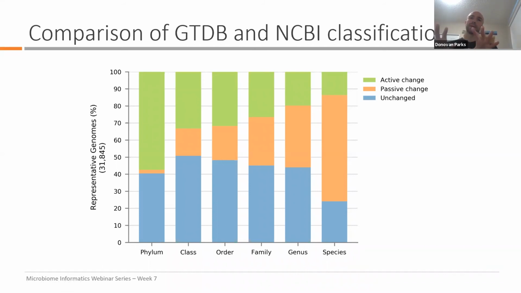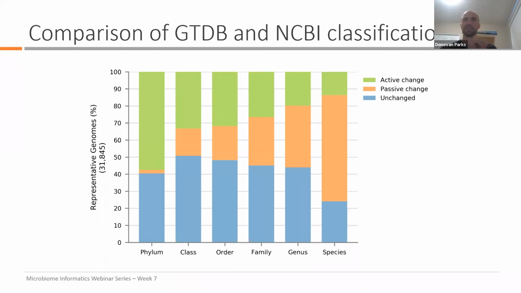Now, I think this plot actually makes it look like there's a ton of disagreement between the GTDB and NCBI. But a lot of that disagreement is cases like Clostridium that I showed you, where in NCBI you have a bunch of lineages that are all called Clostridium, and they get broken up into 43 different lineages in the GTDB. So cases like that account for a lot of this disagreement.